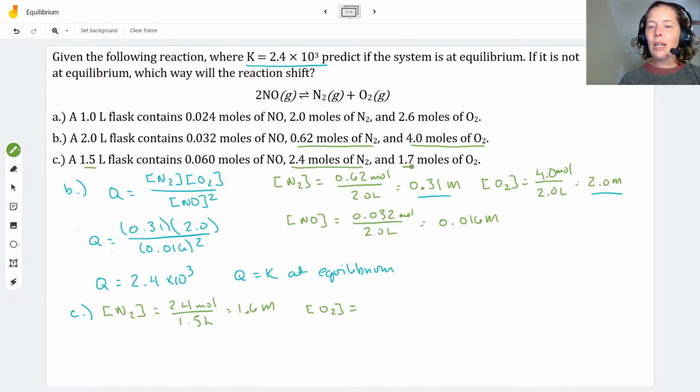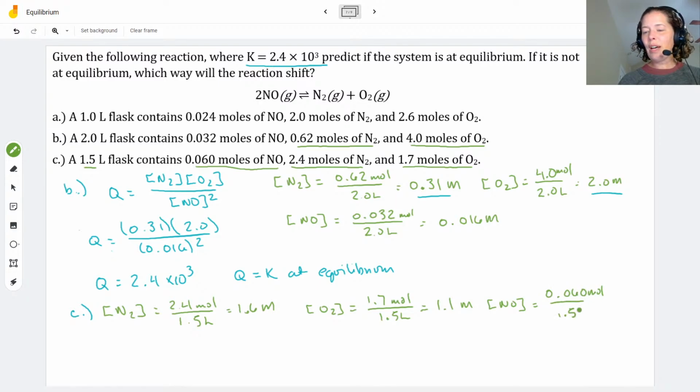Okay, O2 is 1.7 moles over 1.5 liters. That is 1.1, again, molarity. And my last one is my moles of nitrogen monoxide. So this is 0.060 moles over 1.5 liters, and that one gives me 0.04. I'm going to squeeze in that capital M there.